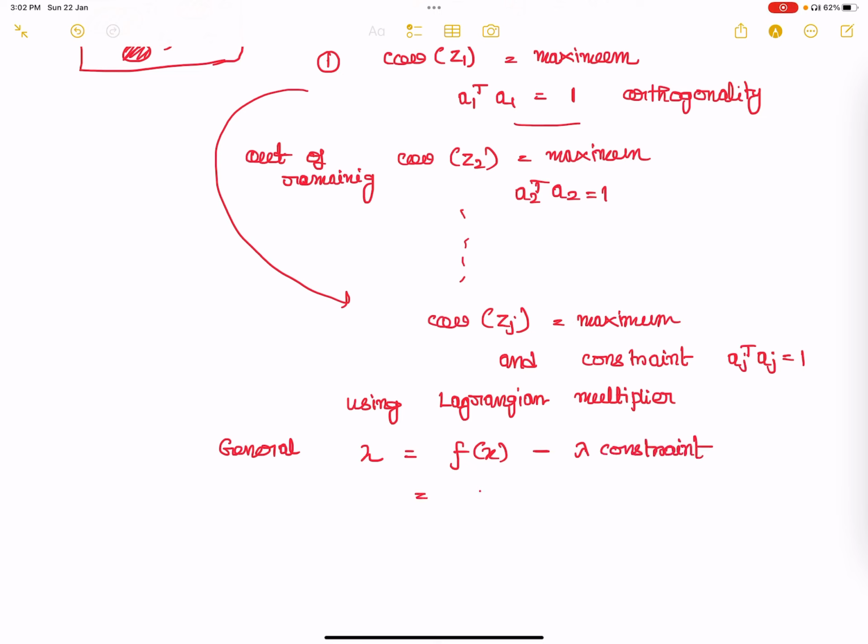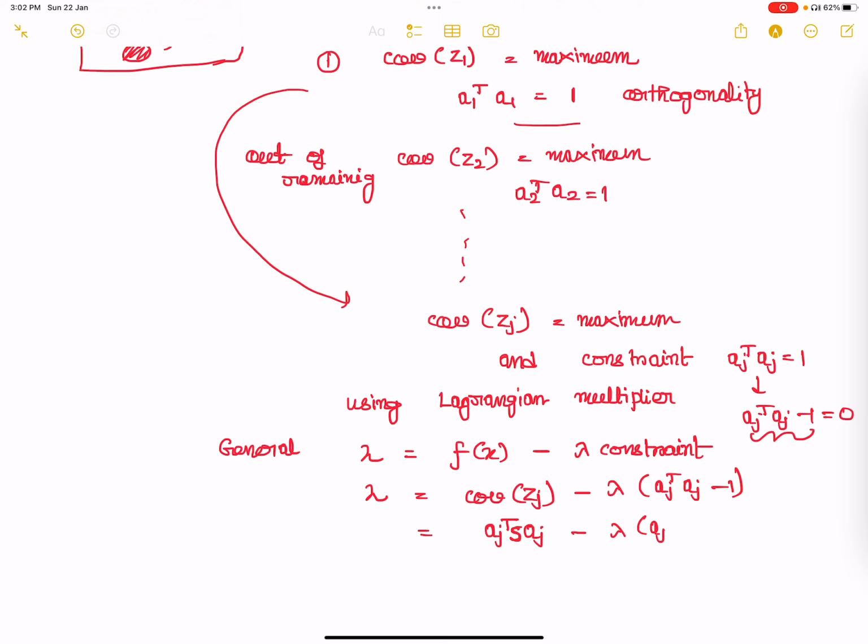Okay. So f of x is nothing but the covariance of zj, which we are talking about, minus lambda times this thing, which can be written as aj transpose aj minus 1 is equal to 0. So this equation needs to be put here: aj transpose aj minus 1. This is my Lagrangian. Sorry, there is an f also here: f minus lambda times (aj transpose aj minus 1).